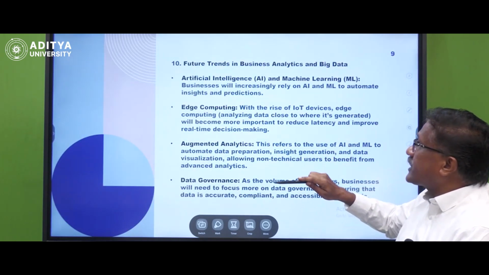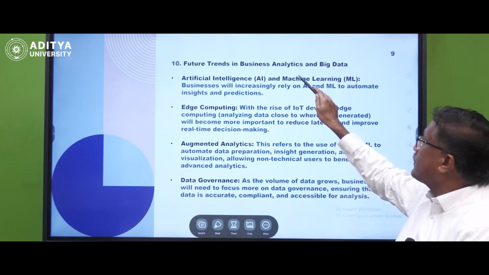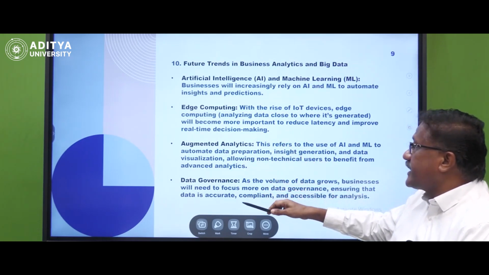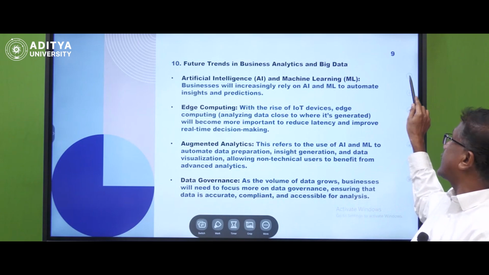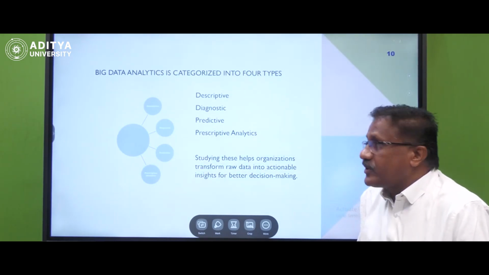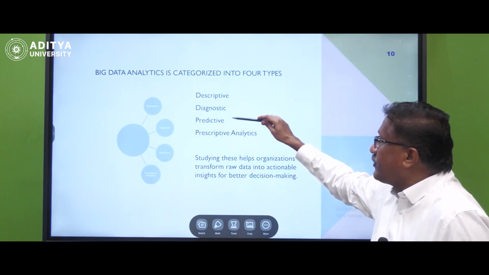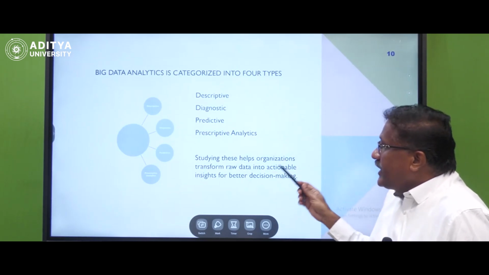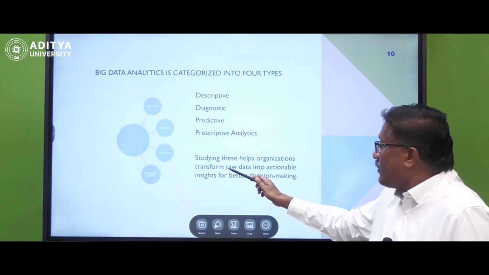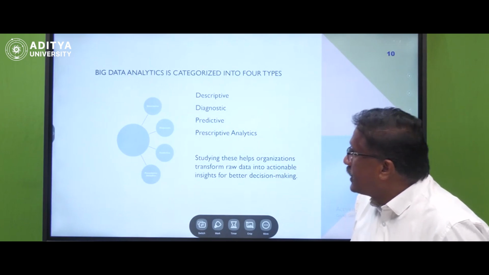And nowadays the future trends in business analytics and big data are AI and machine learning, edge computing technologies, augmented analytics, data governance. Now we come to the main part: four different types of big data analytics: descriptive, diagnostic, predictive, prescriptive. Why do we need to study them? All these help the organization transform the raw data into actionable insight for better decision making.